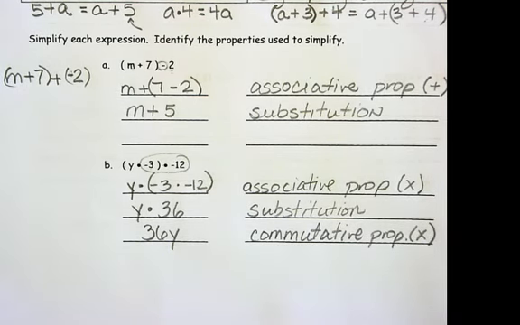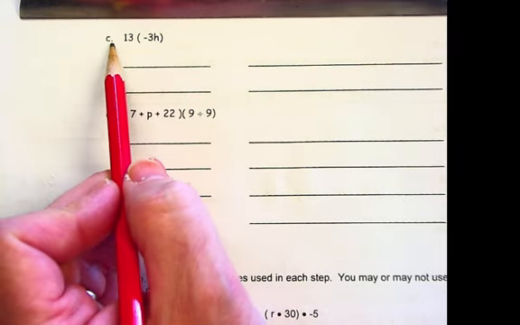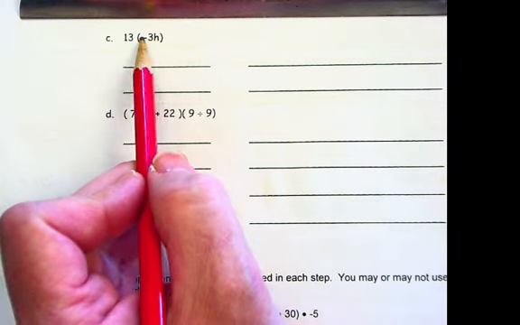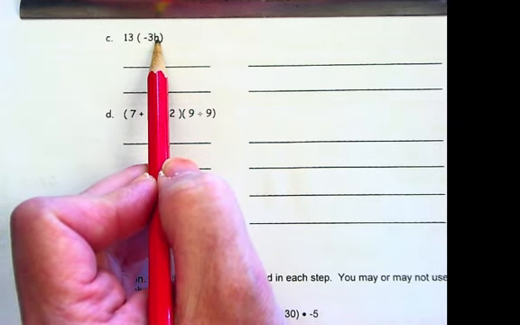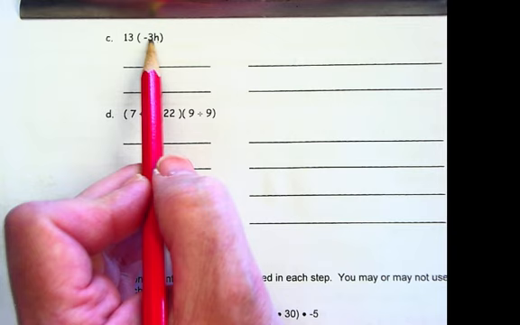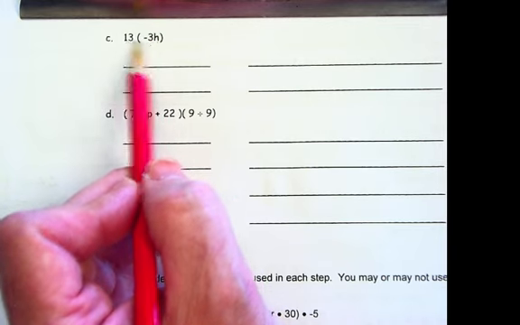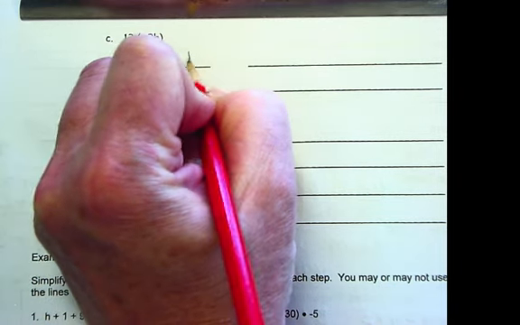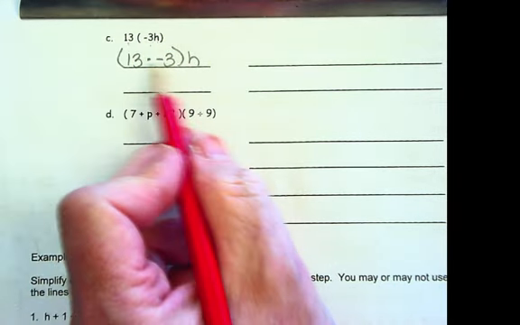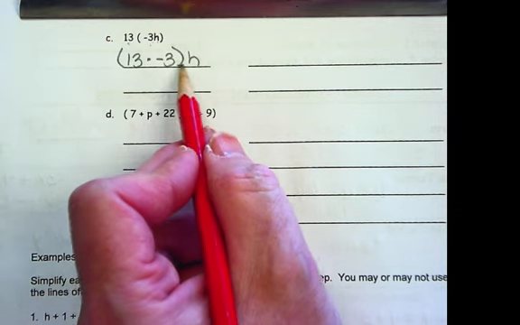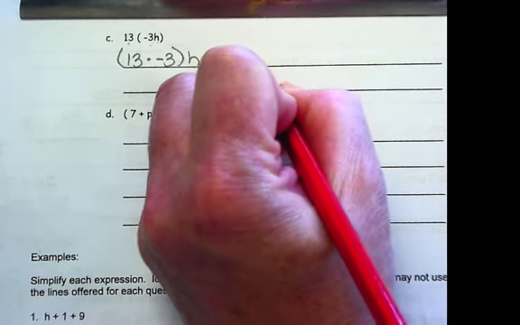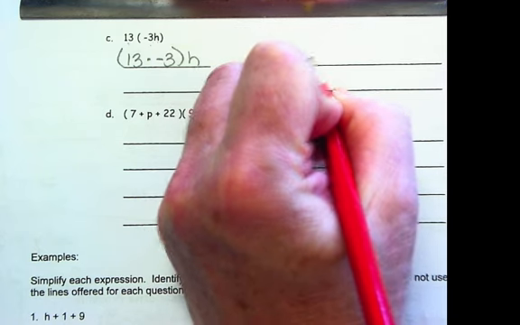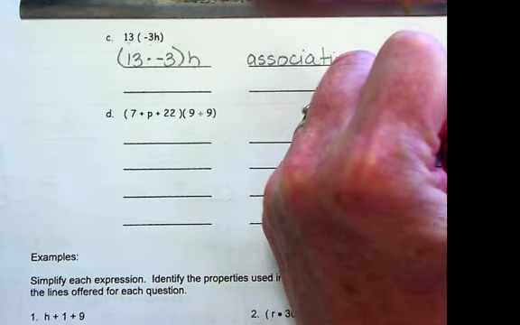Let's try 2 more, and then I'll let you try some on your own. Let's try C. Negative 3 and h, I really want to get them together. So I'm going to get 13 and negative 3 together. So I'm going to change the parentheses, but not the order. I can't do both at the same time, and I don't want to. I kept the same order, and I just changed the grouping. So that should be associative property of multiplication.